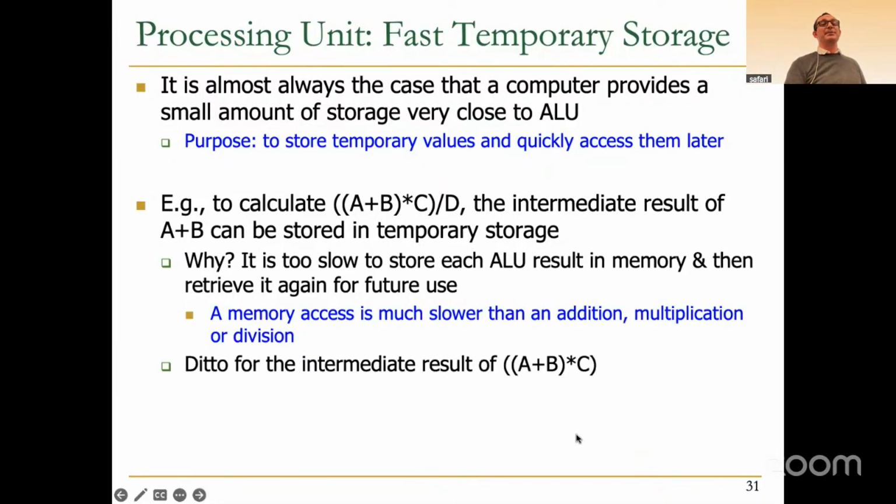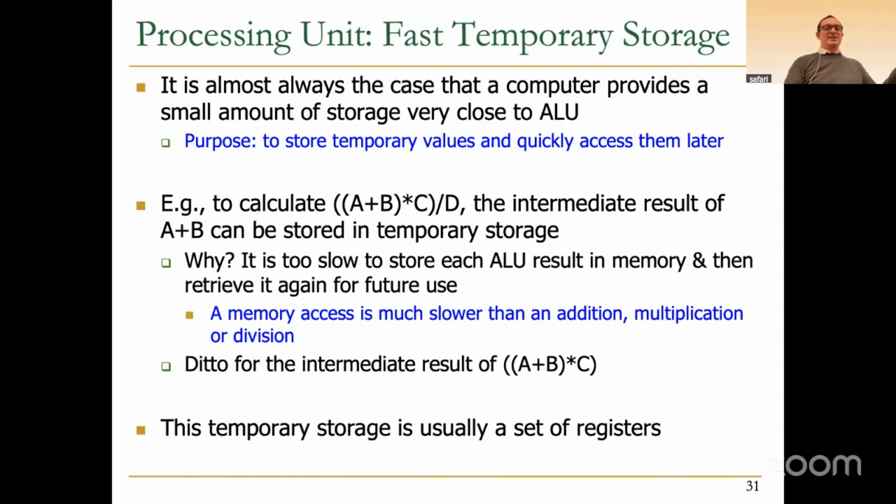That's true for the intermediate result of A plus B times C. You did an add operation to do this, and then you did a multiply. Where do you store the results? You store them in temporary storage. We're going to call these registers soon. Basically this temporary storage is usually a set of registers. It's also called a register file. It's essentially a small amount of memory that is addressable by the instructions so that you can store these temporary results, so that you don't need to go to main memory to access things.